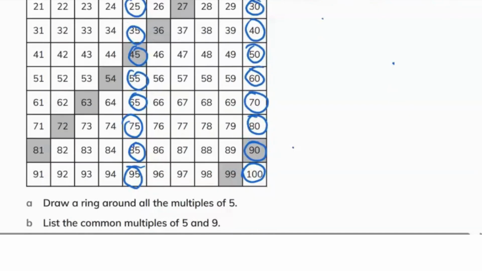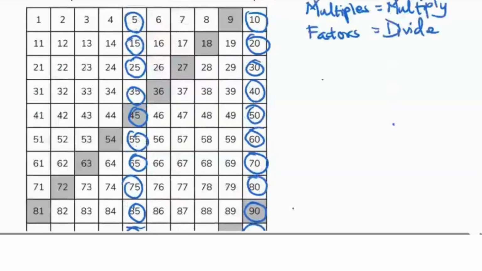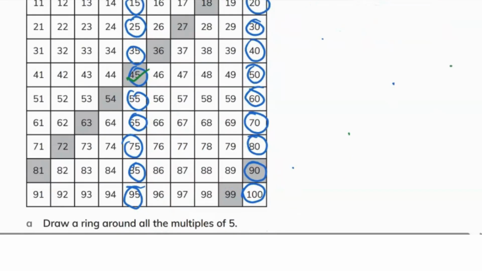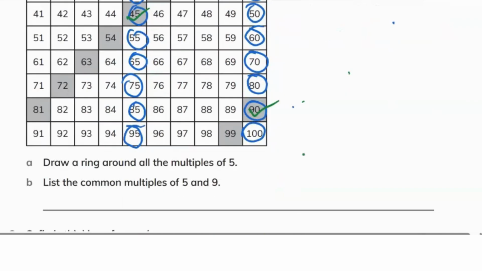Okay, and the next step is to do what? List the common multiples of 5 and 9. So the common multiples of 5 and 9, as I said already, are simply the numbers that are common between the multiples of 5 and the multiples of 9. In this particular case, they are the numbers that have been shaded and circled at the same time. So which numbers do we see shaded and circled? I have 45 here. And then the next number is 90 over here. So the common multiples of 5 and 9 from 1 to 100 are 45 and 90.